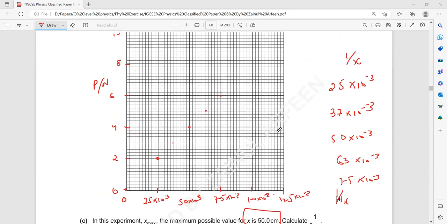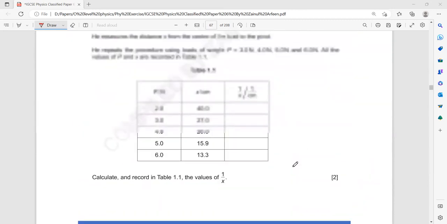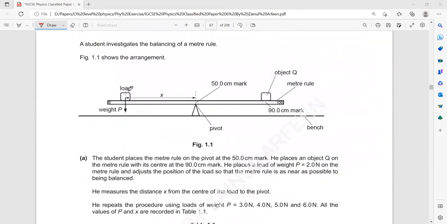So look, when the value of X is maximum, the value of P should be minimum. How do we work out that the value of P should be minimum? Because look, the idea is that we are changing a load here. When we did this experiment, first we add 2 Newton and we measure this X. Then we add 3 Newton.